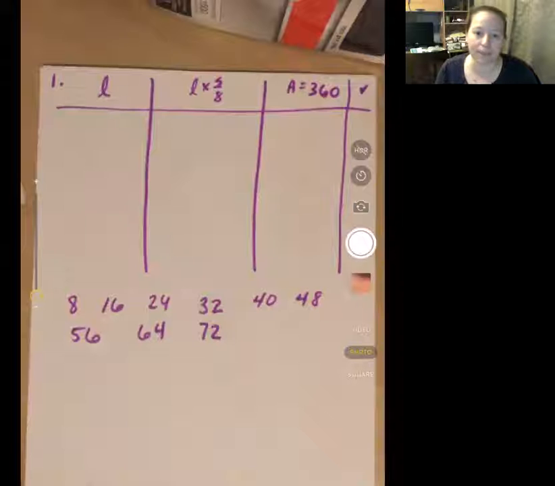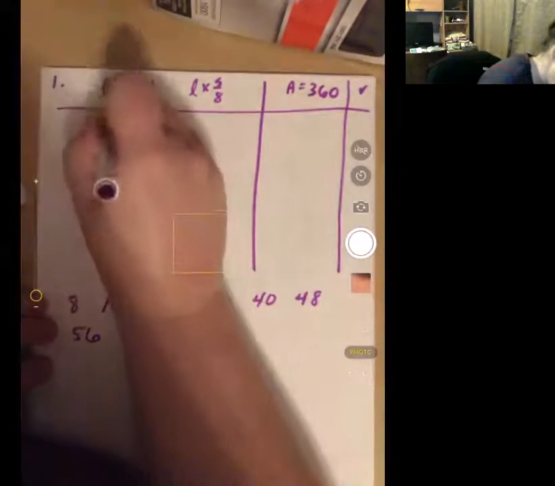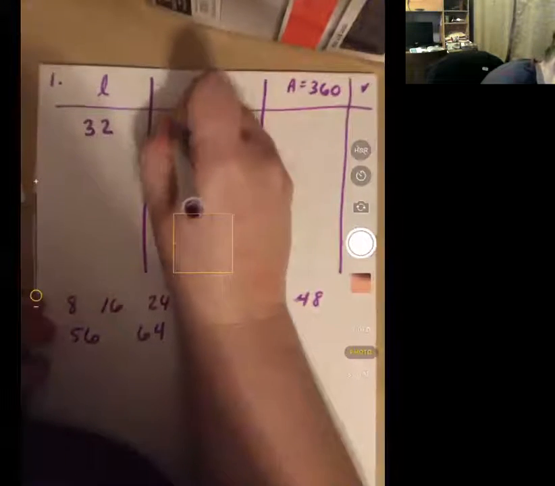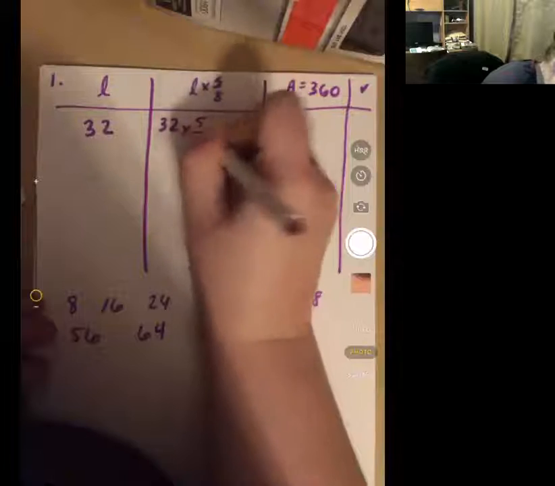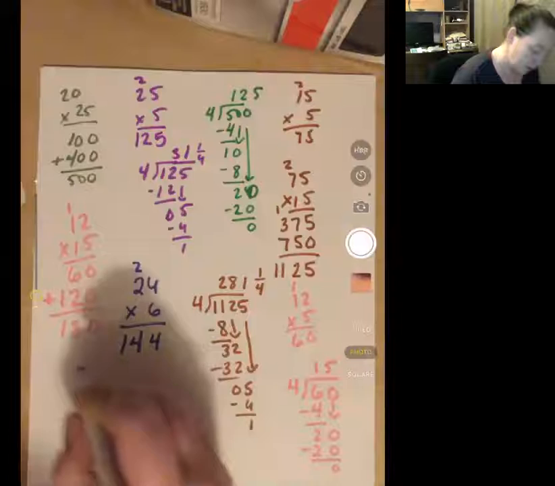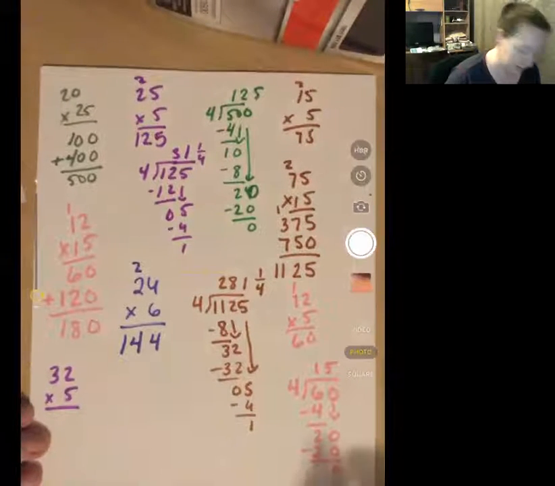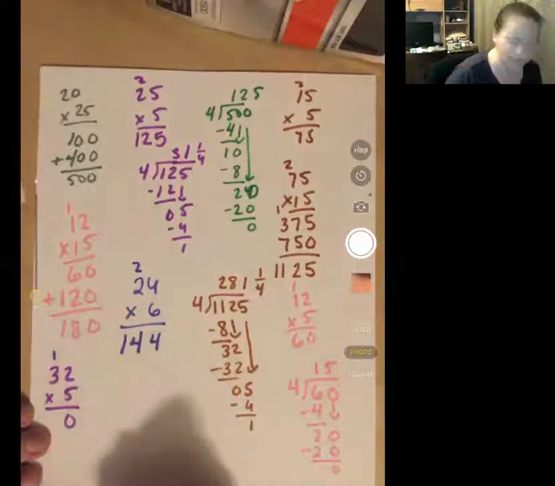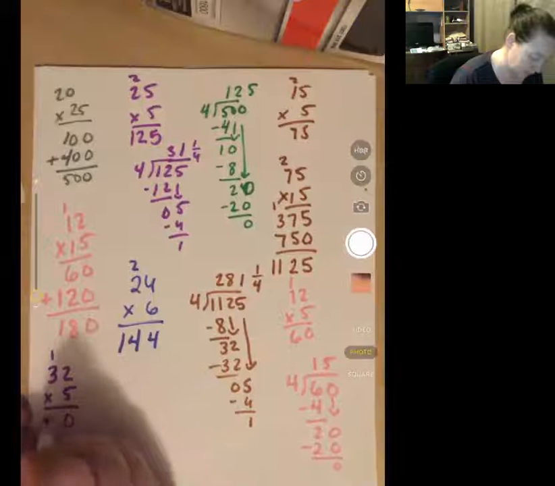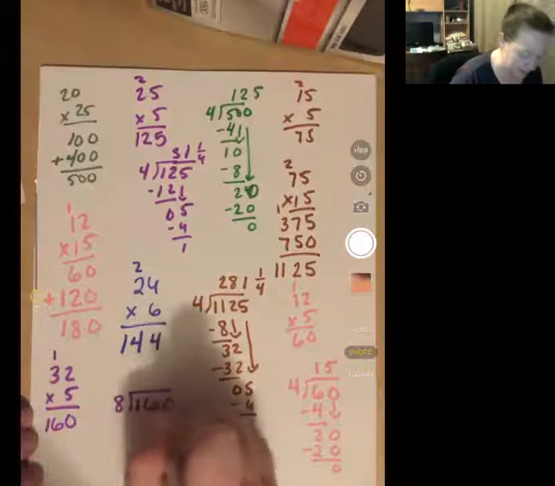And we need to pick something. Let's start about the middle. Let's start at 32 and see what happens. So if I put 32 here, and I then come over here and I do 32 times 5/8. So first off, I need to do 32 times 5. 2 times 5 is 10. 5 times 3 is 15, plus 1, 16. 160 divided by 8. So 8 into 160.